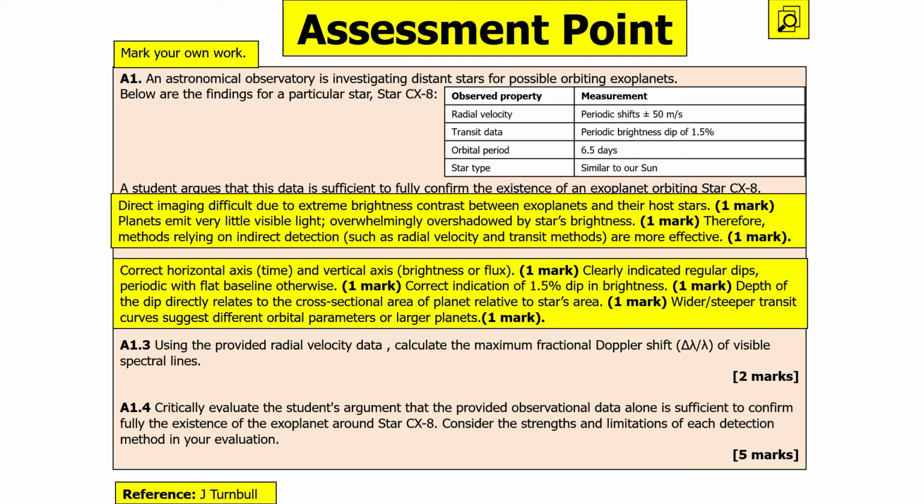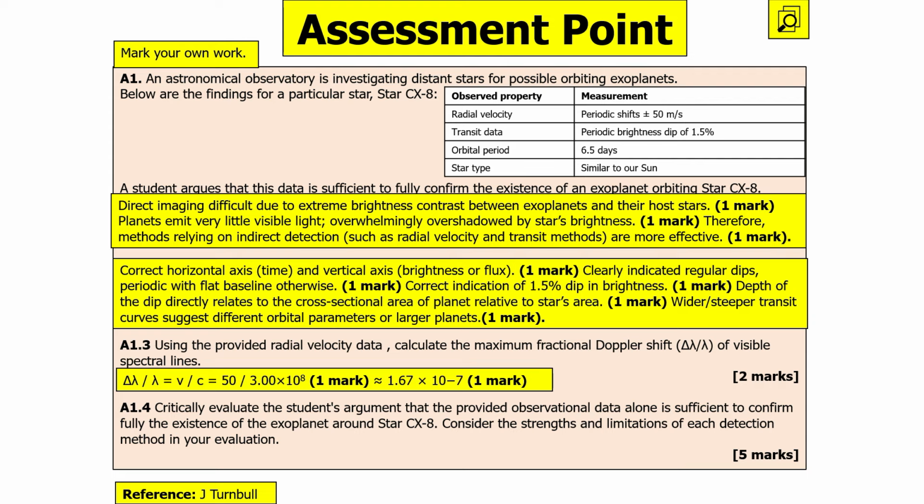The depth of the dip relates directly to the cross-sectional area of the planet relative to the star's area, and the wider or steeper the transit curve suggests different orbital parameters or larger planets. We know change in lambda over lambda is v over c, so we can therefore work out change in lambda over lambda to be 1.67 times 10 to the minus 7.